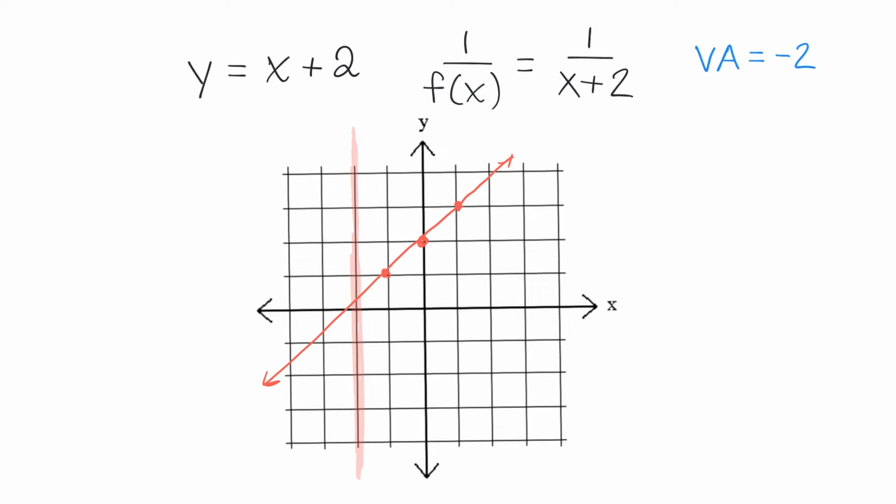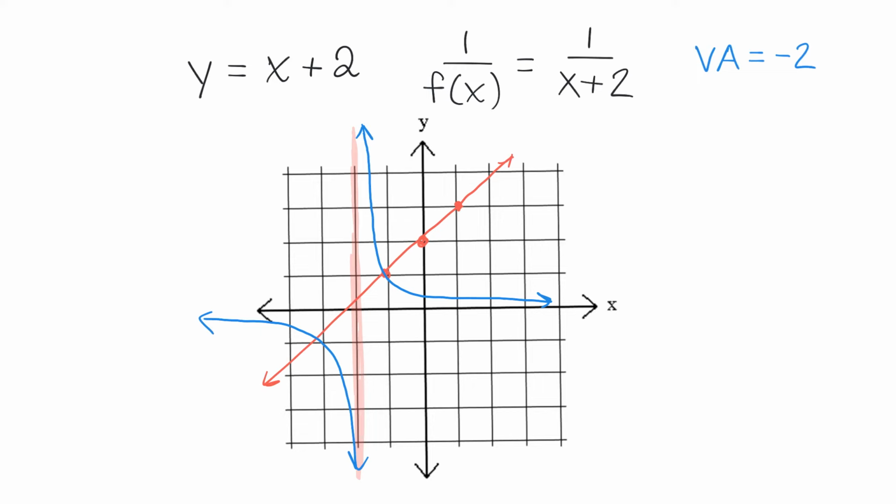And if I graph my reciprocal function, you are going to find that it does this. Okay, it creates these two areas. It's got two branches of the graph that do this, and they don't quite touch that vertical asymptote.